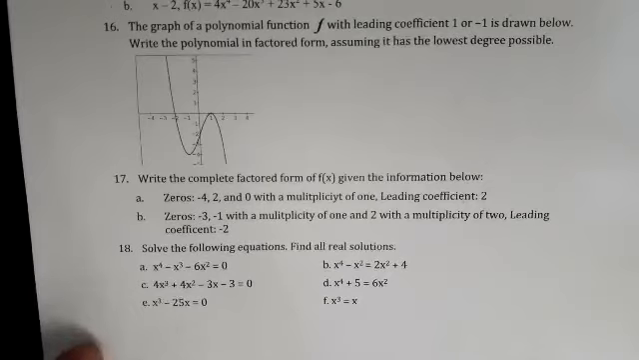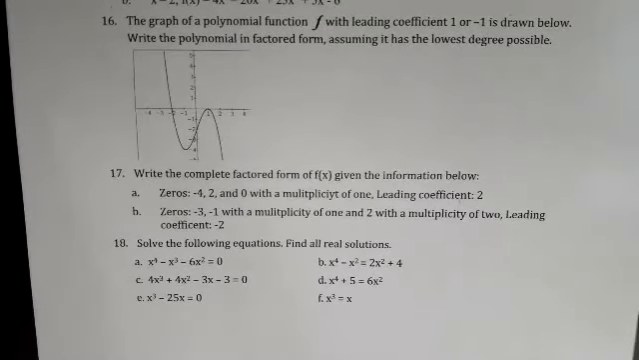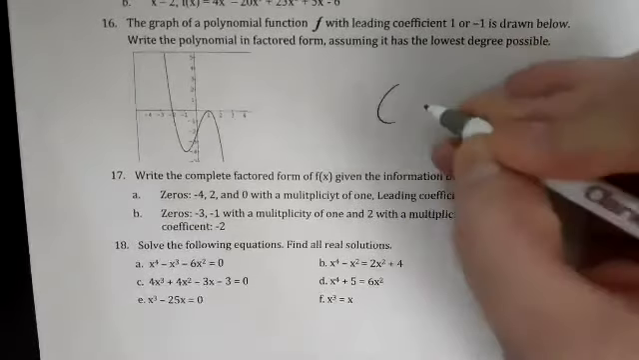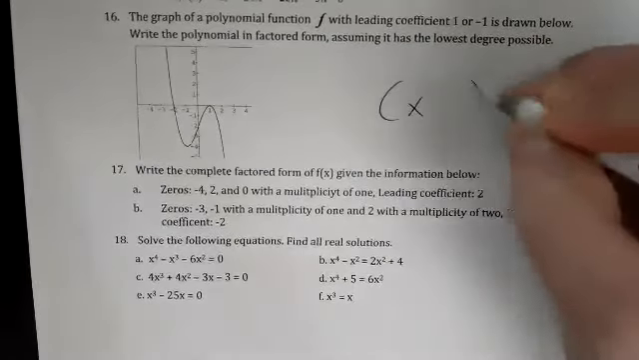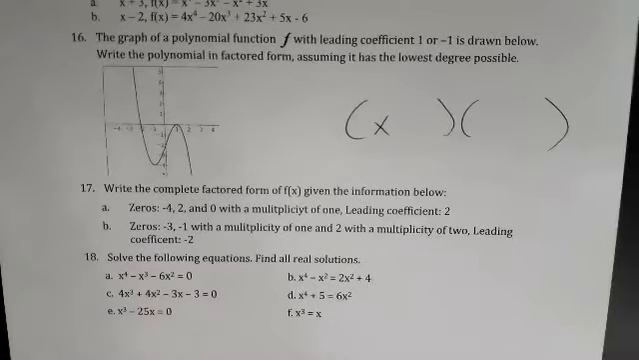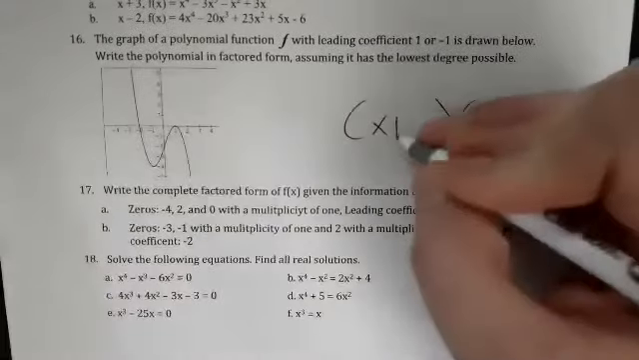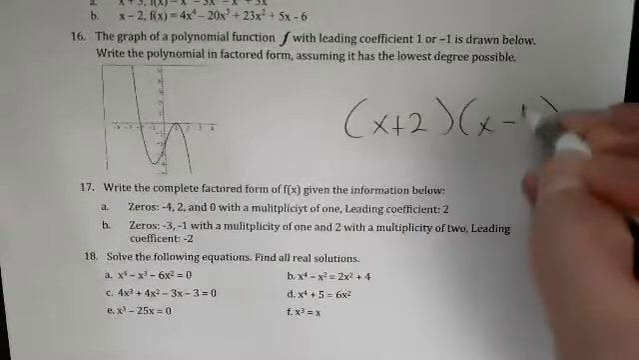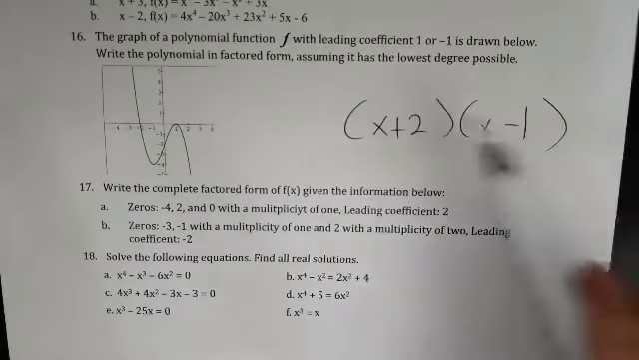16, the graph of a polynomial function, write the polynomial in factored form. Okay, so this one I will do right quick. My first factor is going to look like what? My next factor will look like what? x plus 2 and x minus 1. x plus 2, x minus 1. What about the exponent?